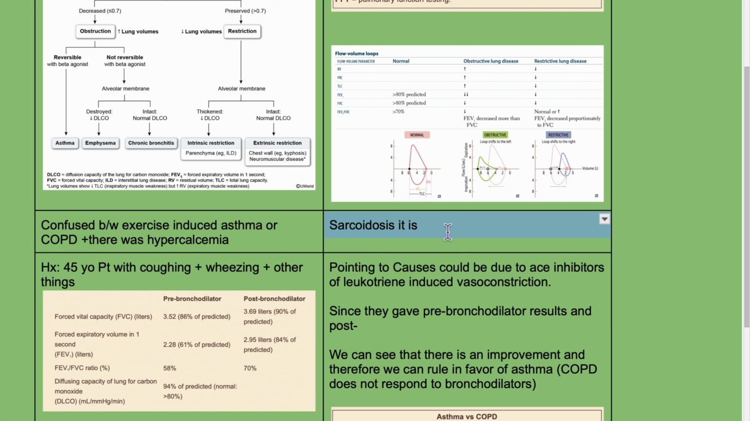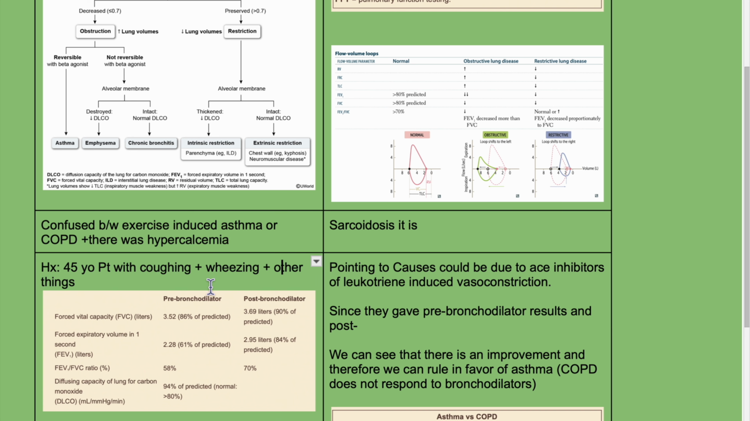There's a history where you have a 45-year-old patient with coughing plus wheezing and other things. It's pointing to causes that could be due to ACE inhibitor or leukotriene-induced vasoconstriction. Okay, got it. So the question was that there was a 45-year-old patient with coughing plus wheezing and other things that was there as well.